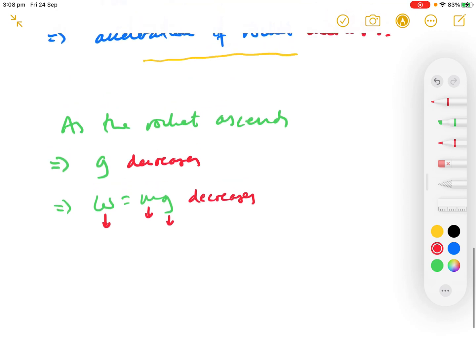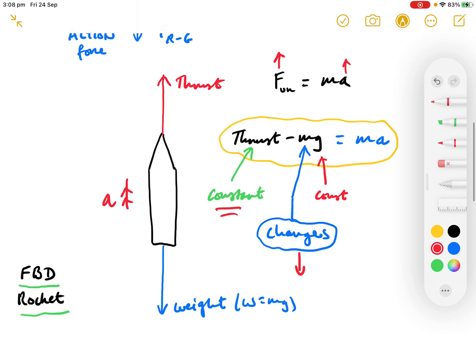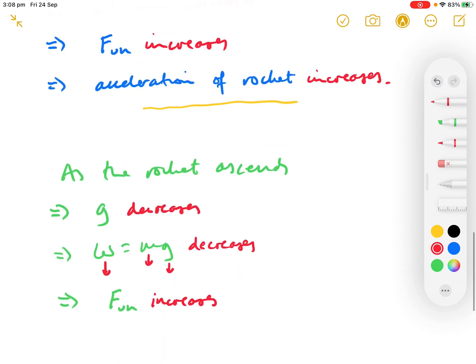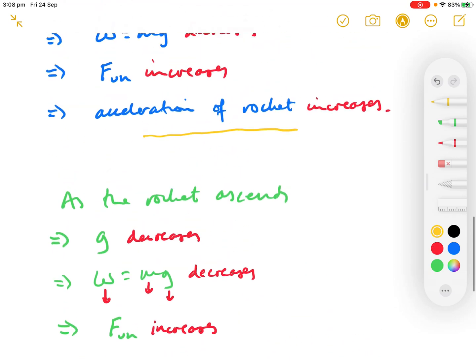These little arrows, incidentally, don't count for reasoning. They're rough work, so they would be ignored by a marker. You've got to write the words decrease. So that has the net effect of increasing the unbalanced force up the way. As you can see, if the weight decreases, the thrust remains the same. The unbalanced force is clearly bigger. And so acceleration of the rocket increases. And it's obvious that it's going upwards.